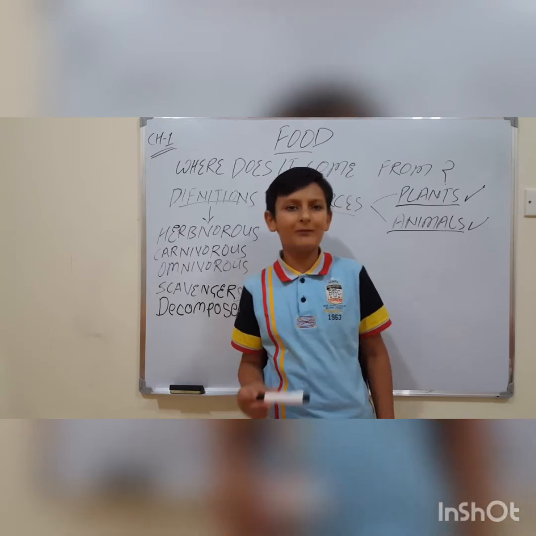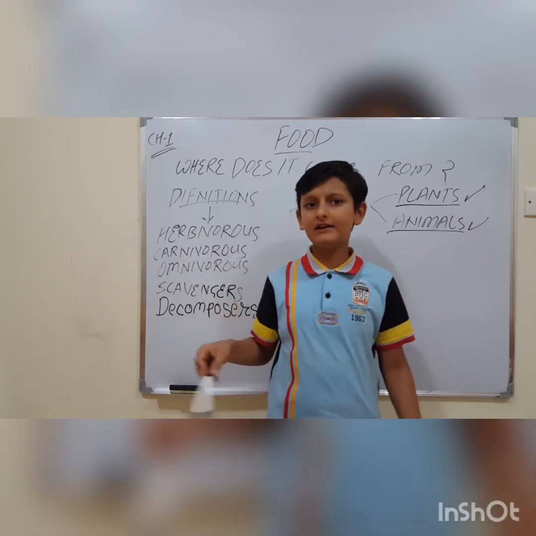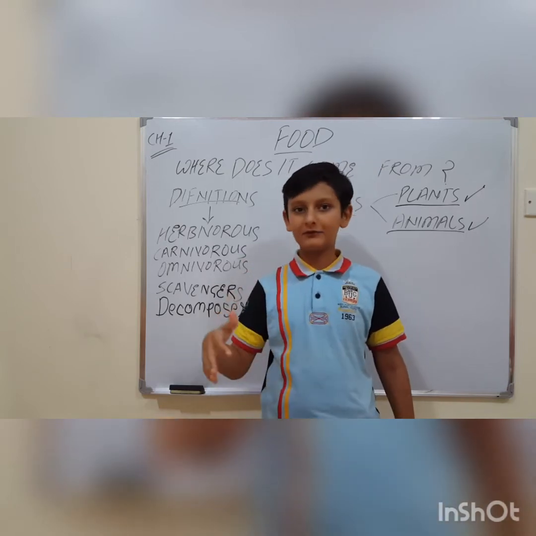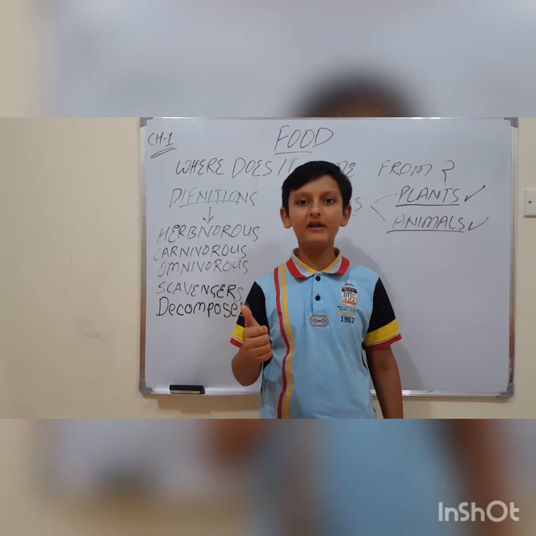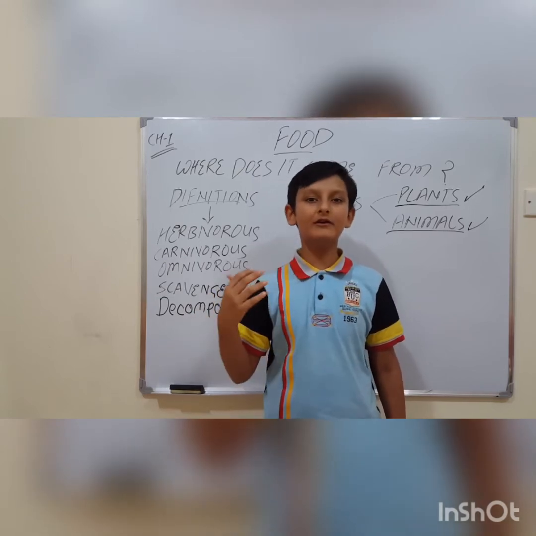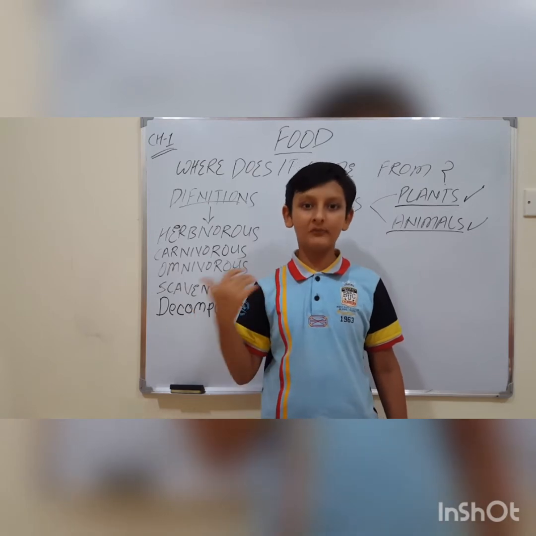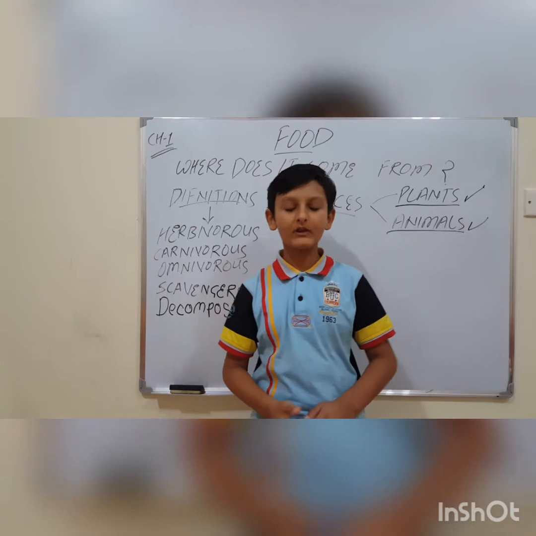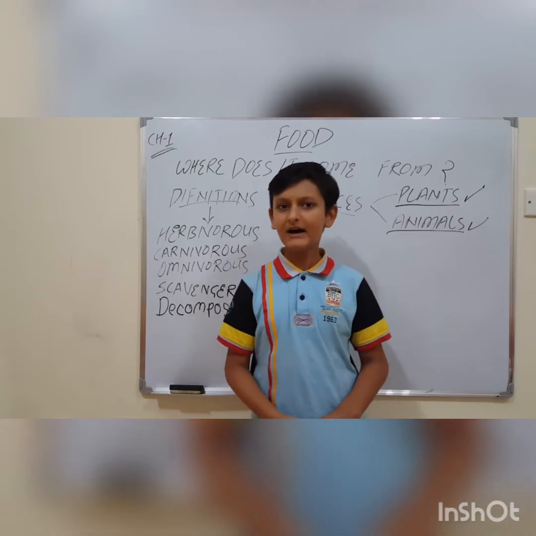Now I have told you about what we eat. Now I'll tell you what animals eat. There are three types of animals: herbivores, carnivores, and omnivores. First of all, I'll tell you that we human beings are omnivores. I'll tell you afterwards. Okay, first of all, herbivores.